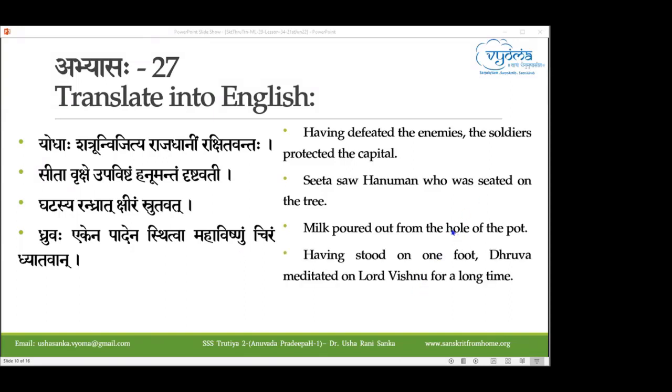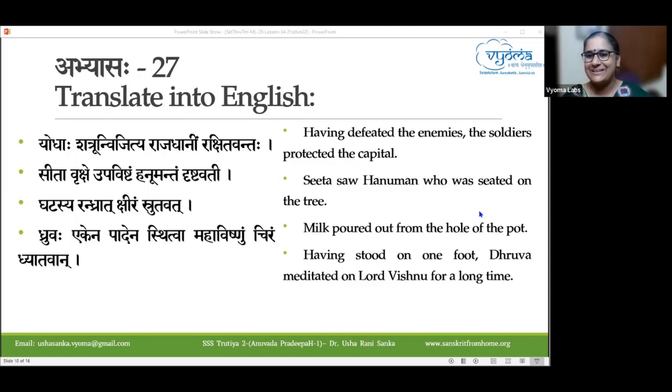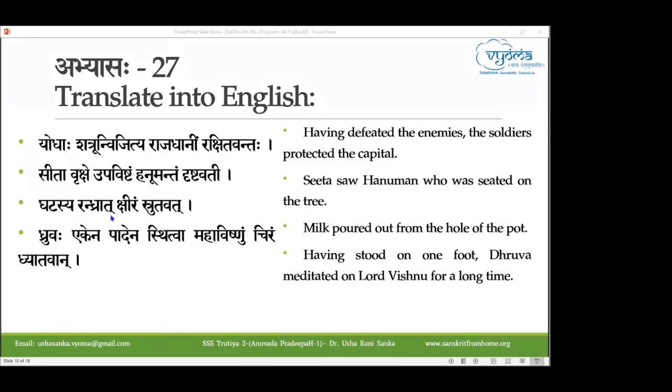Madam, excuse me. Vadatu. Ram Ram. Eighth one. Gatasya randhrat Shriram Srutavat. The translation I saw here: milk poured out from the hole of the pot. But is poured out, Srutavat, another form for Asruvat? Usually lang lakara means poured, means past tense. So we use apatat, asravat like that.